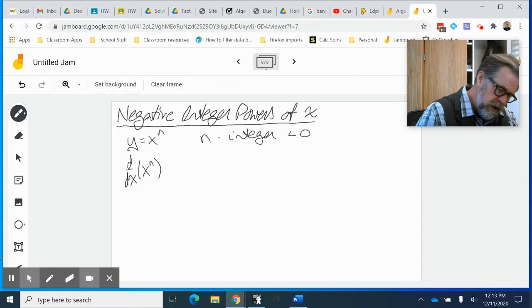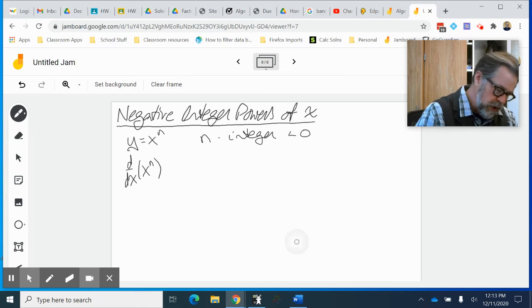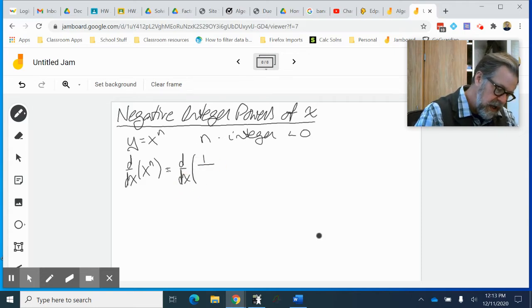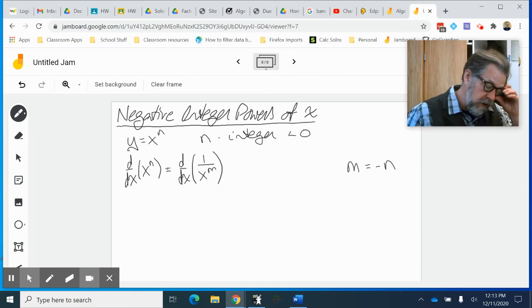So what we're going to do is say, well, we know what negative integers do. They give us the reciprocal of the positive power. So this is the derivative of 1 over x to the m, where m is equal to negative n, or n is equal to negative m. So now let's use the quotient rule.